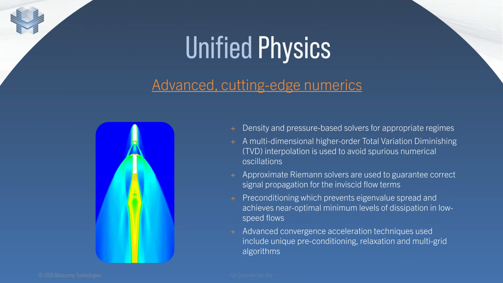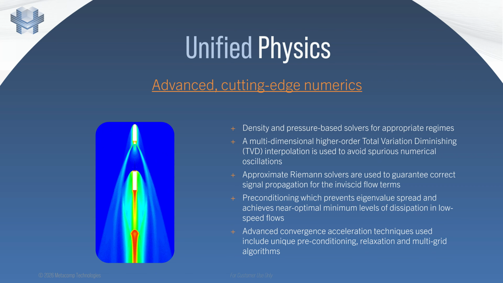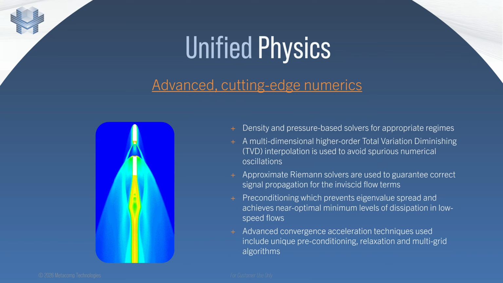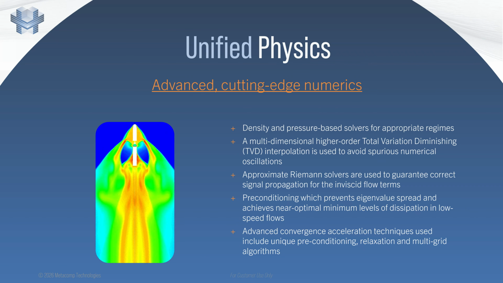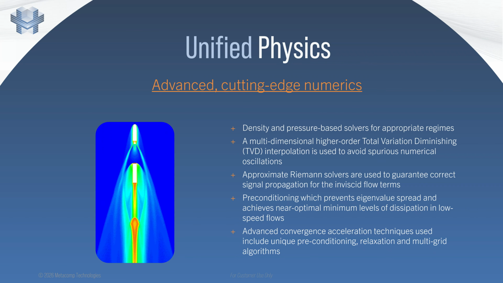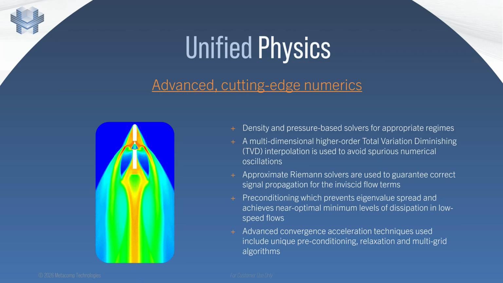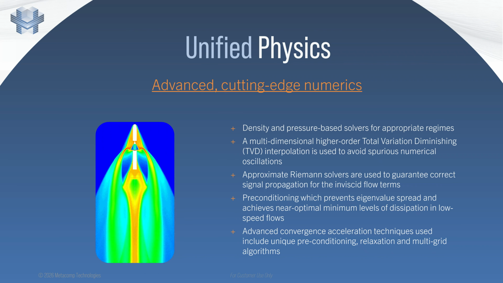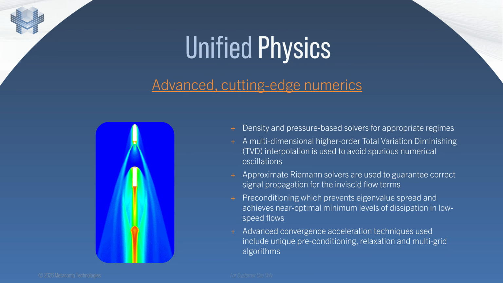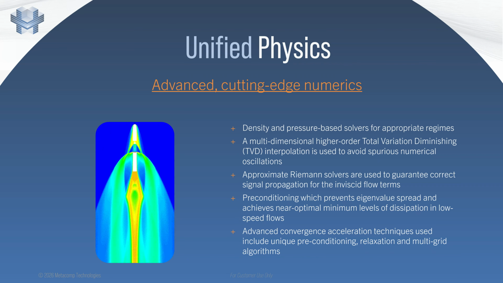Within the unified physics framework are advanced numerical treatments of flow physics. Density and pressure-based solvers are available for appropriate regimes. A multidimensional higher-order TVD interpolation is used to avoid spurious numerical oscillations, while approximate Riemann solvers can guarantee correct signal propagation of inviscid terms. Advanced convergence acceleration techniques are employed through unique preconditioning, relaxation, and multi-grid algorithms.